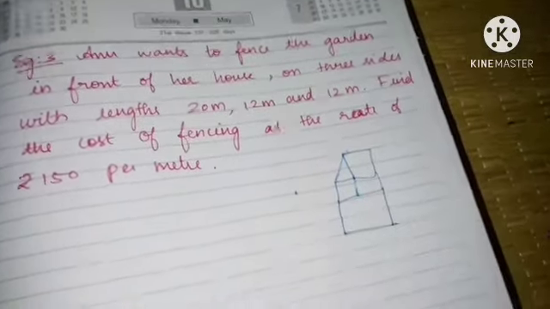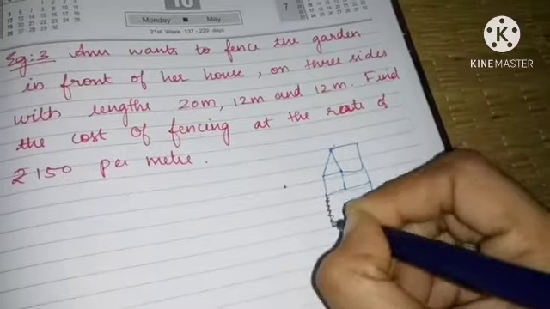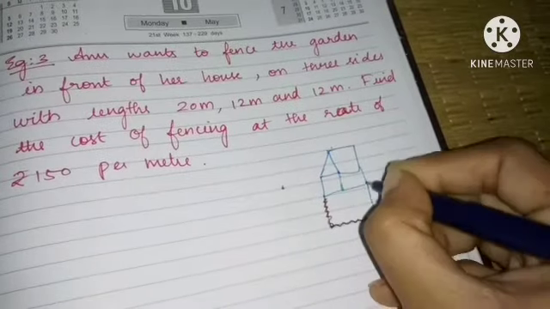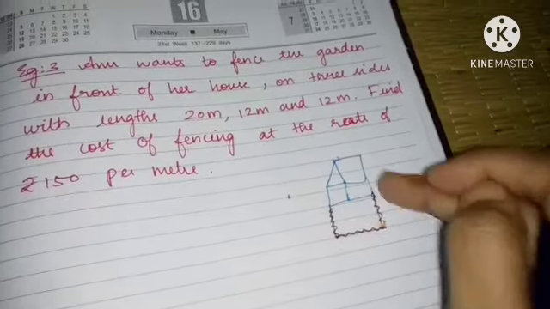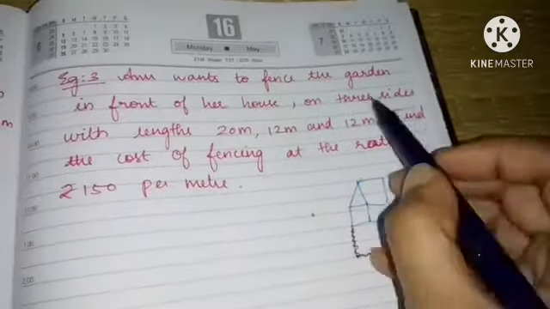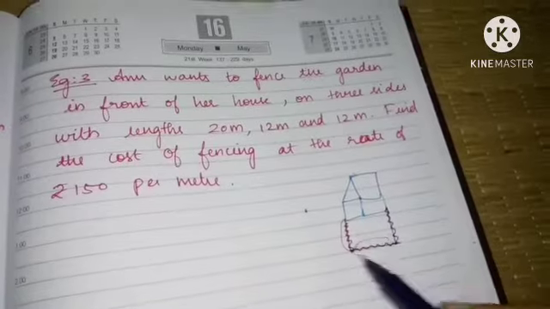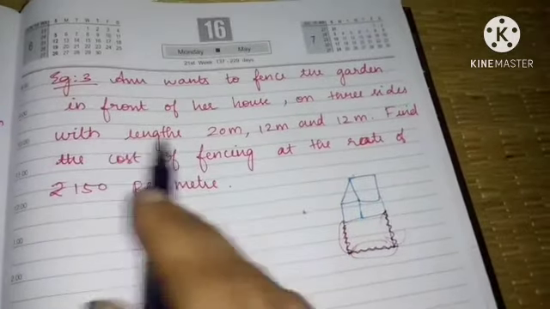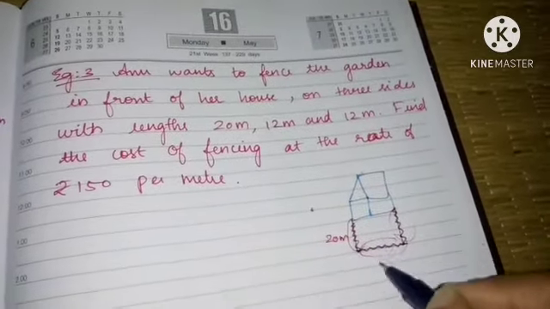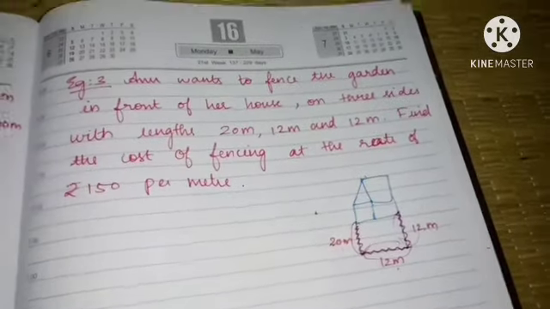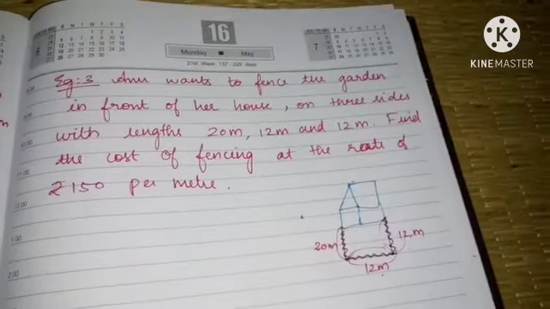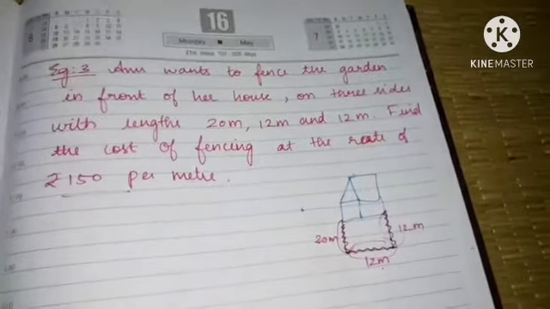This part is your fence. This is your house, and in front of her house there is a fence on 3 sides. First side, second side, third side, with lengths 20 meter, 12 meter, 12 meter. So 20, 12, 12. Find the cost of fencing at the rate of rupees 150 per meter.